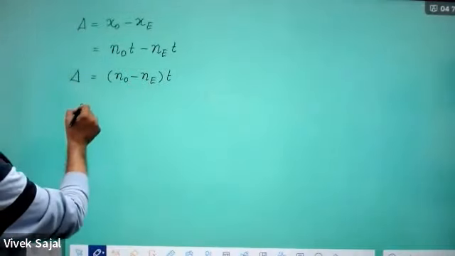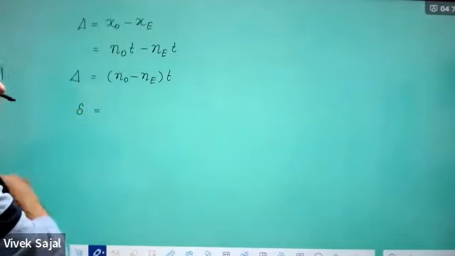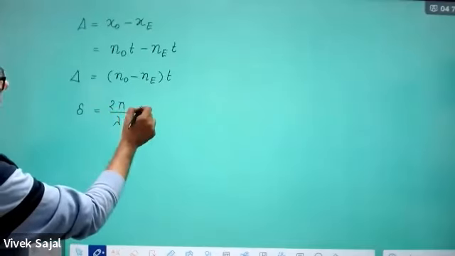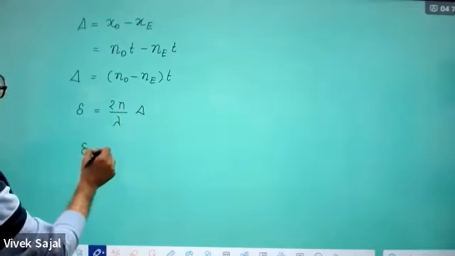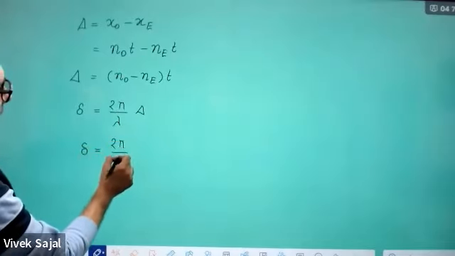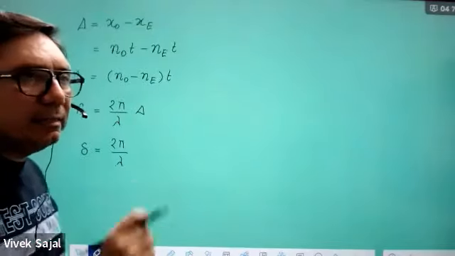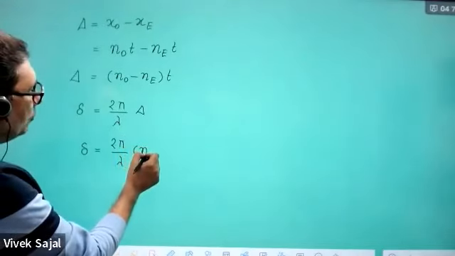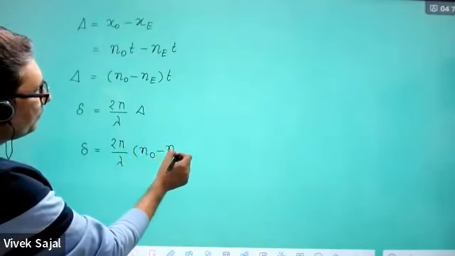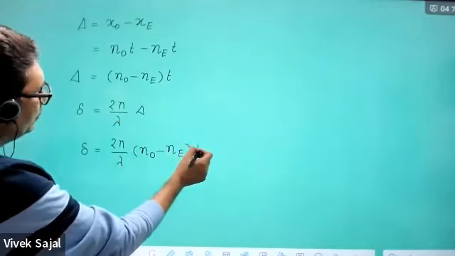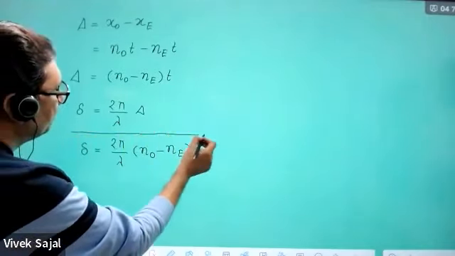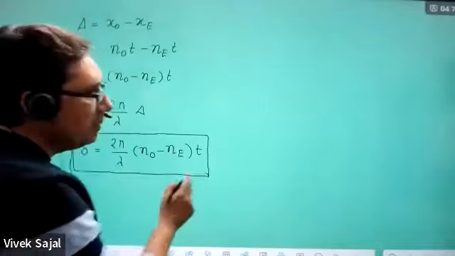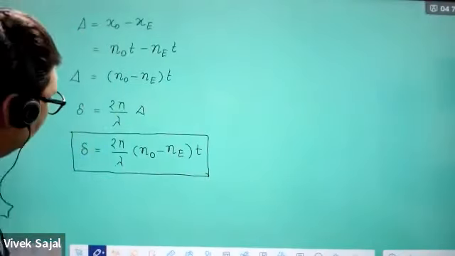So what is the phase difference delta between O ray and E ray? That will be 2 pi by lambda into the path difference. So delta is the phase difference between O ray and E ray when they are emerging from the other side. Try to understand. This will be (No minus Ne) into T. So this is the phase difference. So you can write delta is the phase difference between O ray and E ray when they are emerging from the other side of the crystal.